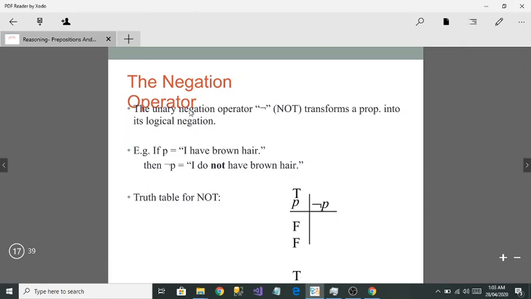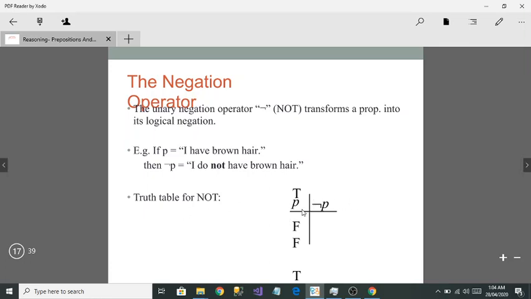So let me give you an example. If P is "I have brown hair," then what could be its negation? You put the negation symbol with P and write "I do not have brown hair." That means negation is not. It turns a full statement into its opposite. Okay, so what could be its truth table? Its truth table will be like this.